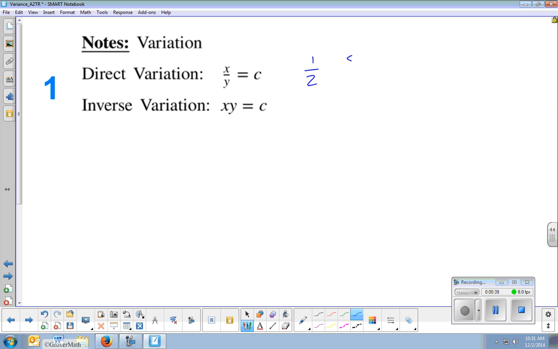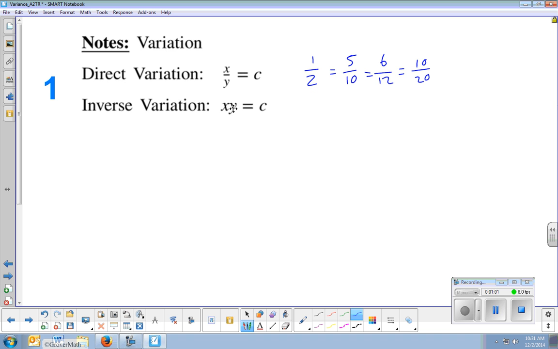So if x is 5, y is going to be 10. If x is 6, y is going to be 12. If y is 20, then x is going to be 10. Right? It's always going to be consistent 1/2 proportion. And you could always create proportions and cross multiply to find missing terms and so on.